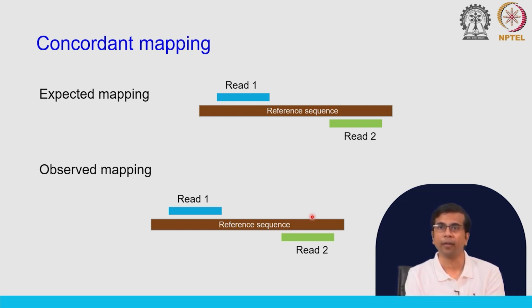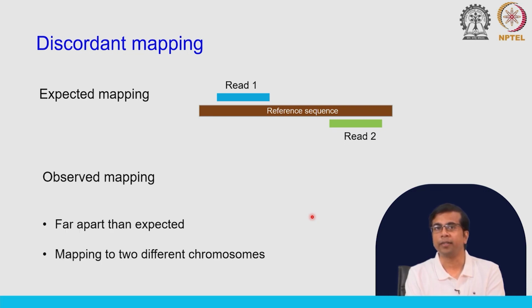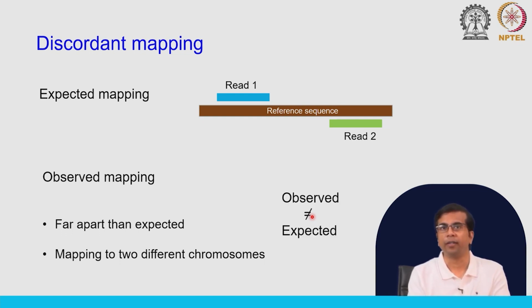If the observed is similar to what is expected, we call this a concordant mapping. But sometimes this is the expected, but what you observe is that these two reads map farther apart from each other than expected. Say they map 10,000 bases apart in the genome; that is very unlikely to happen. Why would you see those two reads map 10,000 bases apart? Because when you generate the library, we do not have fragment lengths of 10,000 bases. Or worse, they map to two different chromosomes altogether, and again this is not likely to happen. This refers to discordant mapping: observed is not equal to expected.